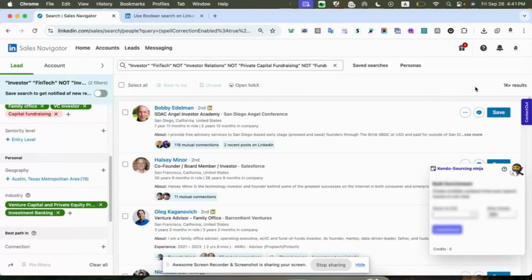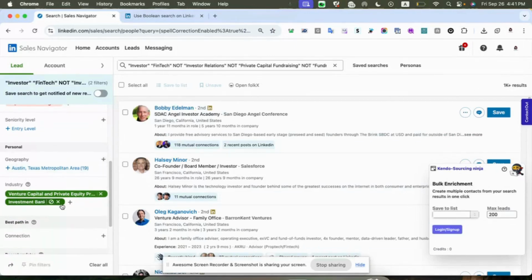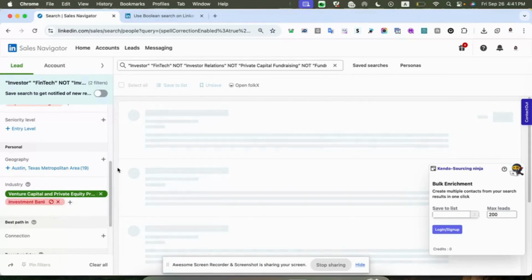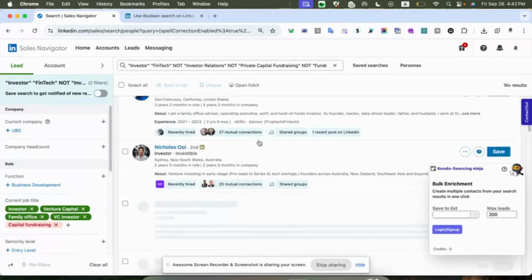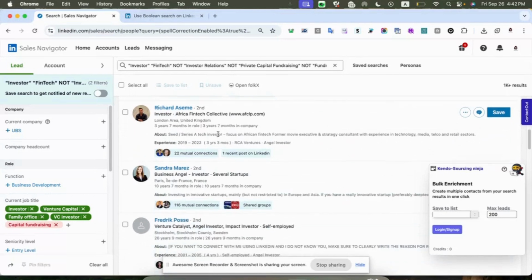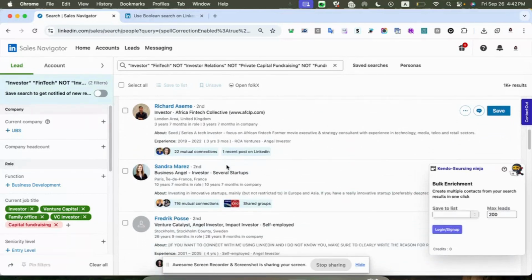That gives me like 1K. And then I'm looking for those who are in venture capital and private equity firms. I'm not looking for investment bankers, for example. I just need people in the VC space. So as you can see, it gives me a good list of potential profiles so that I can simply open them one by one and look into their profiles and see if they are relevant or not. So the Boolean search is a very effective way. It saves you time. It gives you the proper results you're looking for.